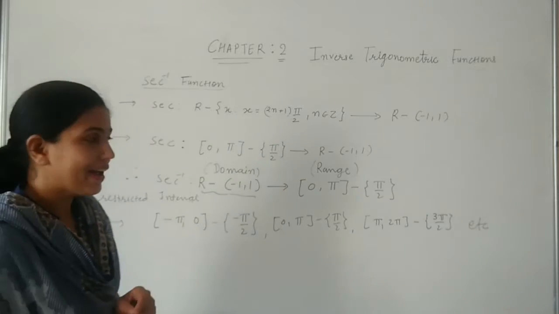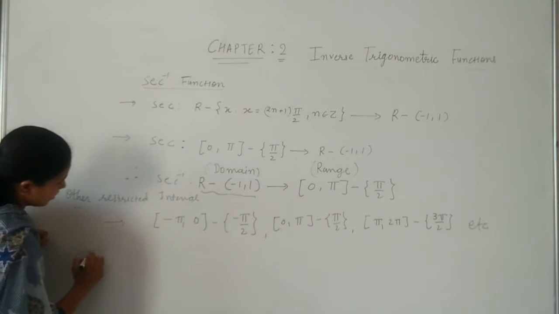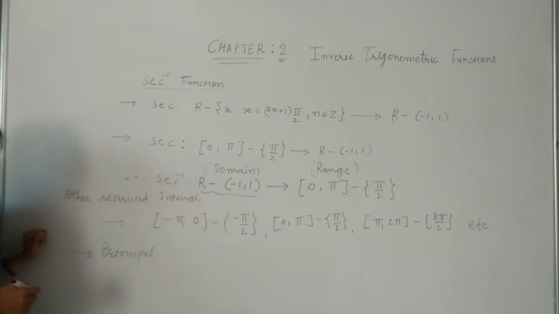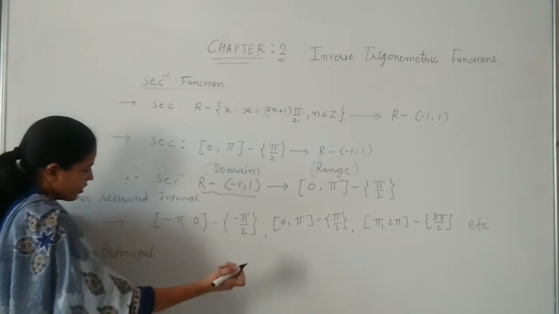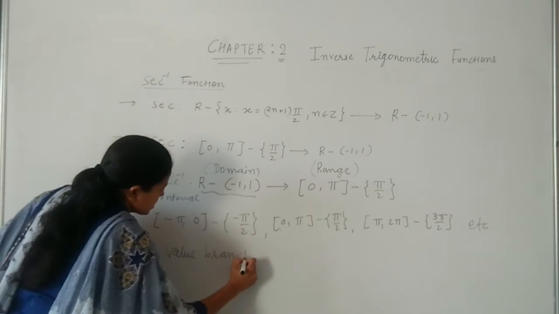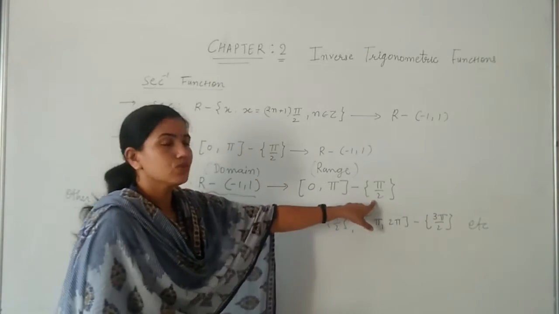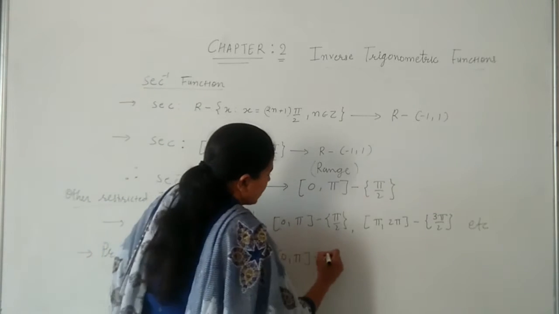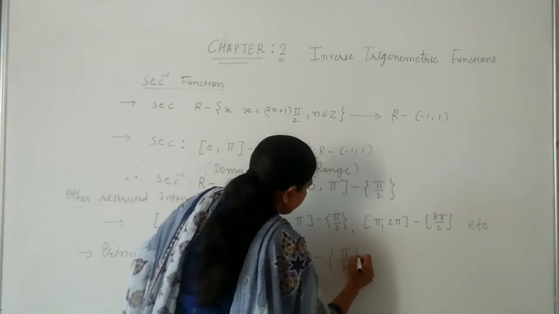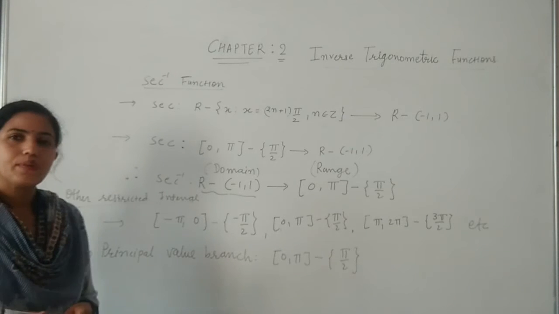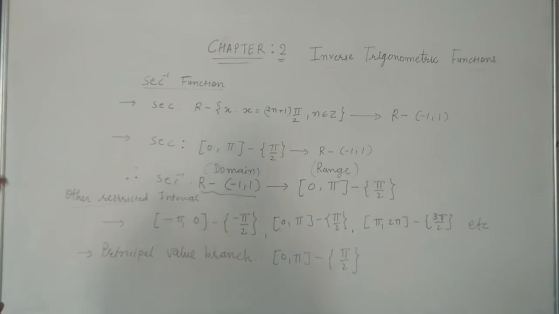So what is the principal value branch? Now next is the principal value branch. That means the branch we can consider for all the questions where range is not defined. So principal value branch is this one, 0 to pi, where we have restricted our domain in an interval of 0 to pi minus pi by 2. So this is your principal value branch. So students, you understood it. This is your sec inverse function.